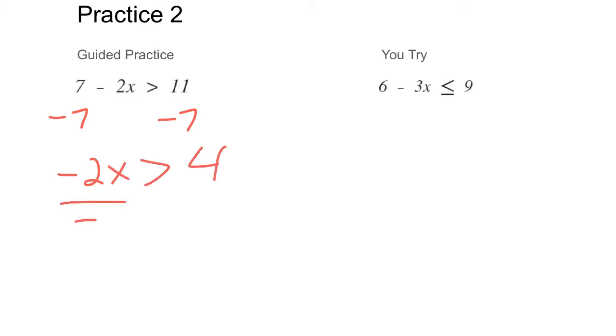I'm going to divide by negative 2. That leaves me with x. That leaves me with negative 2 over here. And since I divided by a negative, I need to flip that sign. And I end up with x is less than negative 2. Okay, now try the one on your own.